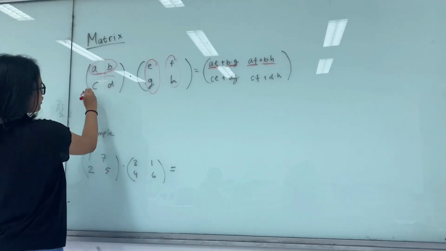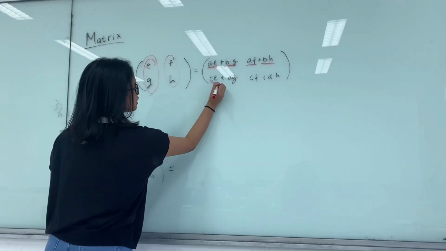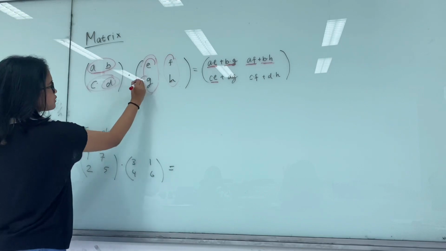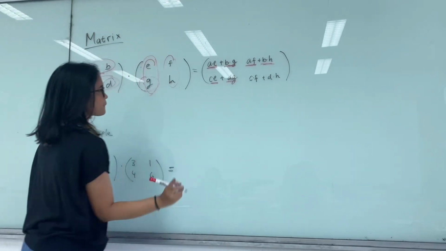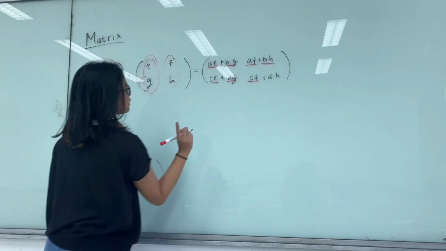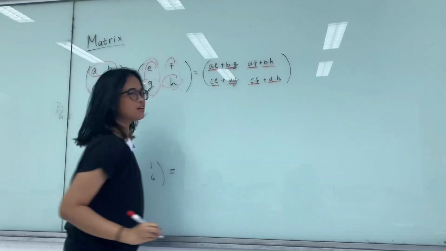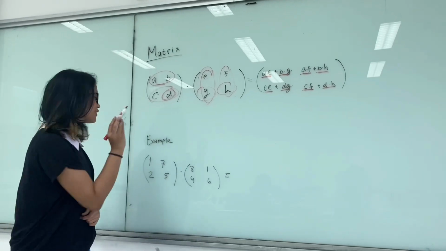Next, row times column, so C times E plus D times G. The next one is C times F plus D times H. Okay, so let's move on to the example.